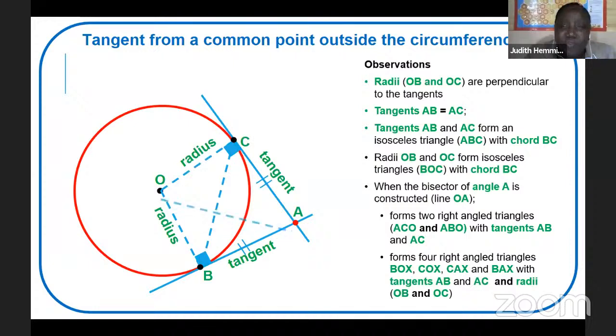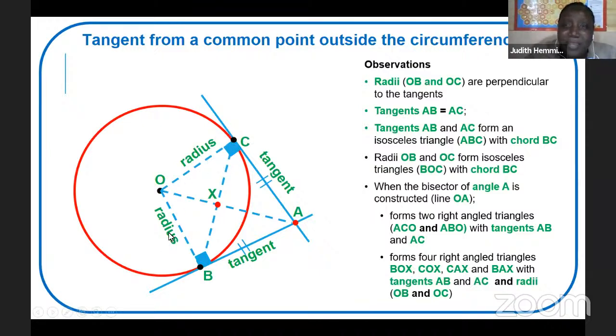Realize that the radii are actually perpendicular to the tangents formed. And we also realize that if we put in the chord BC, we get two isosceles triangles. Anybody realize that? That OC and OB are radii, and when they are connected with the chord BC, it forms an isosceles triangle.